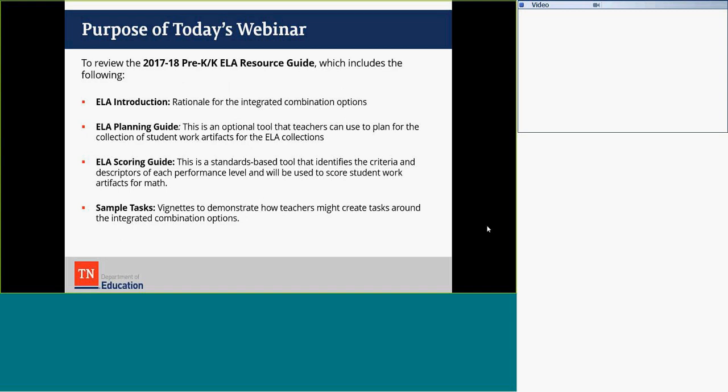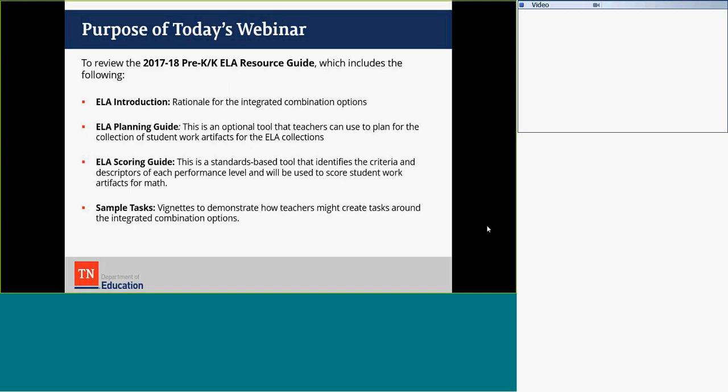We are going to discuss the ELA introduction found inside the resource guide because it provides the rationale for the integrated combination options. We'll also see what the planning guide looks like and talk a little bit about how it can be helpful to long-term plan, backwards plan, with our colleagues to prepare for the best times to collect student work artifacts at point A and point B. We'll also look at a sample scoring guide. There are many scoring guides or rubrics within the ELA resource guide.